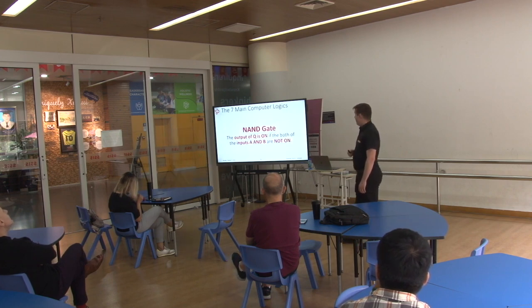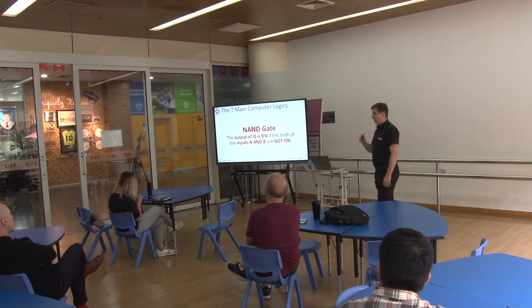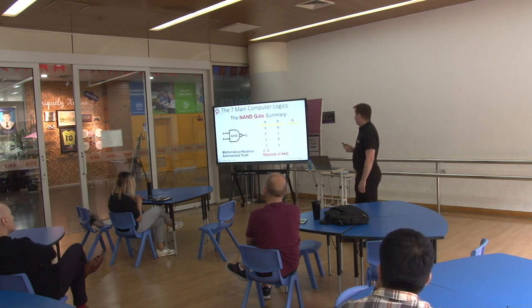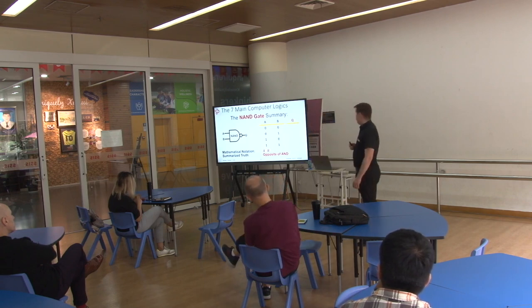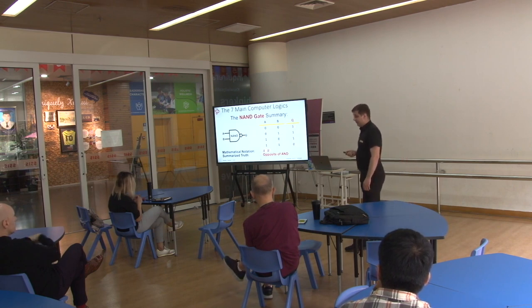But they're basic combinations. So the NAND gate, the output of Q is on if both A and B are not on. So you can see AND NOT from a logical standpoint. So in this case, we notate it as A dot B with a line over top to indicate the negation. And it's the opposite of AND. So rather than being 0, 0, 0, 1, we get 1, 1, 1, 0.